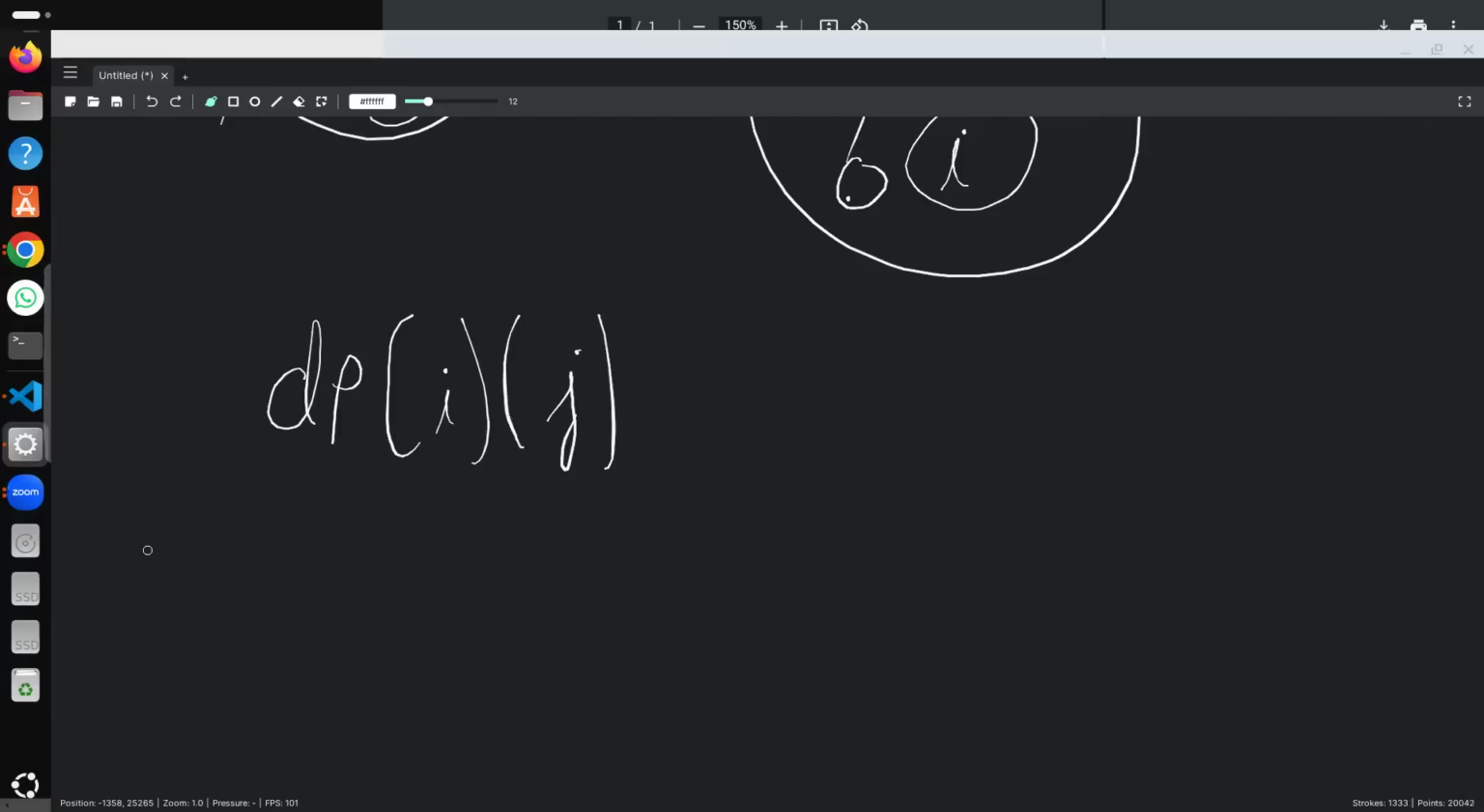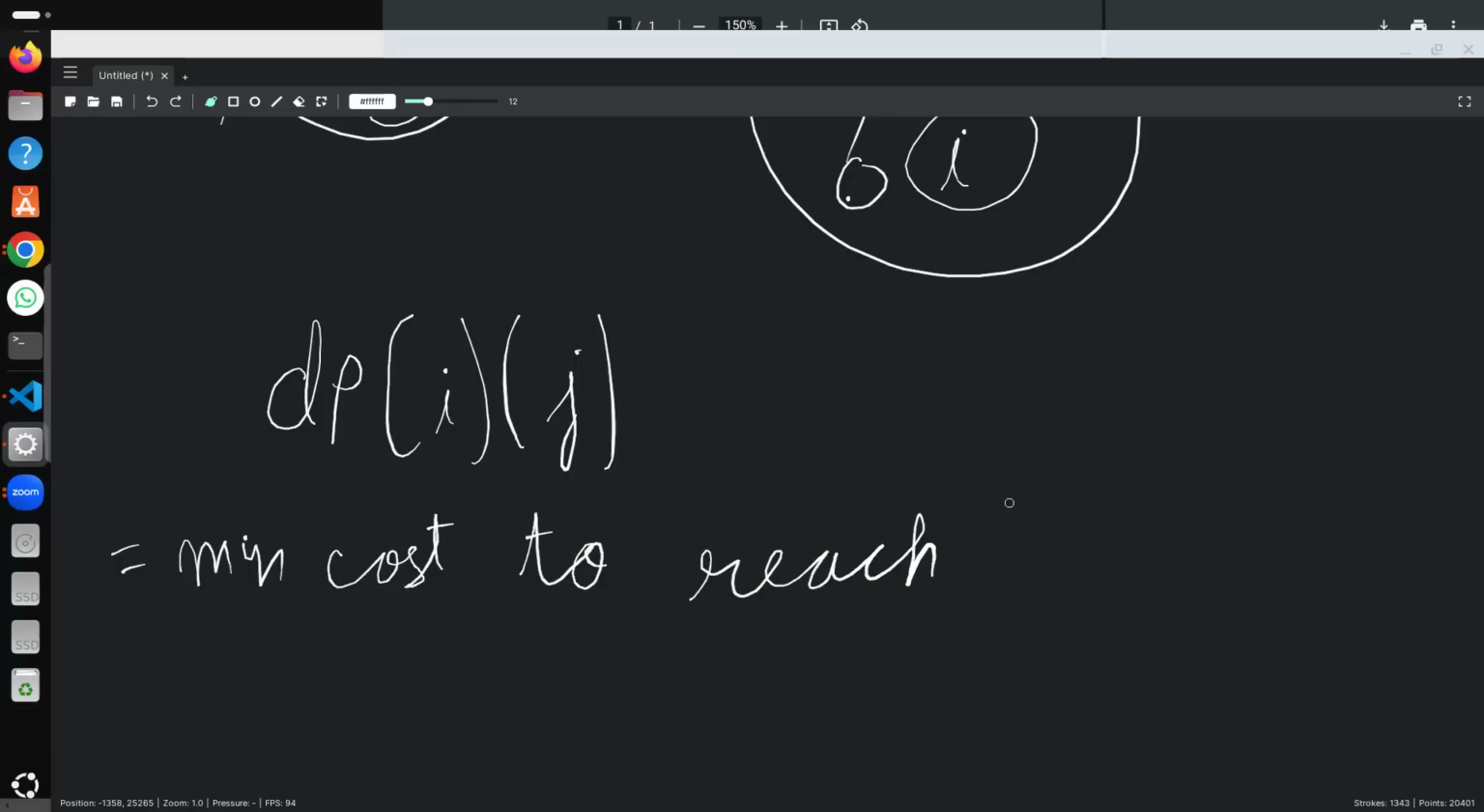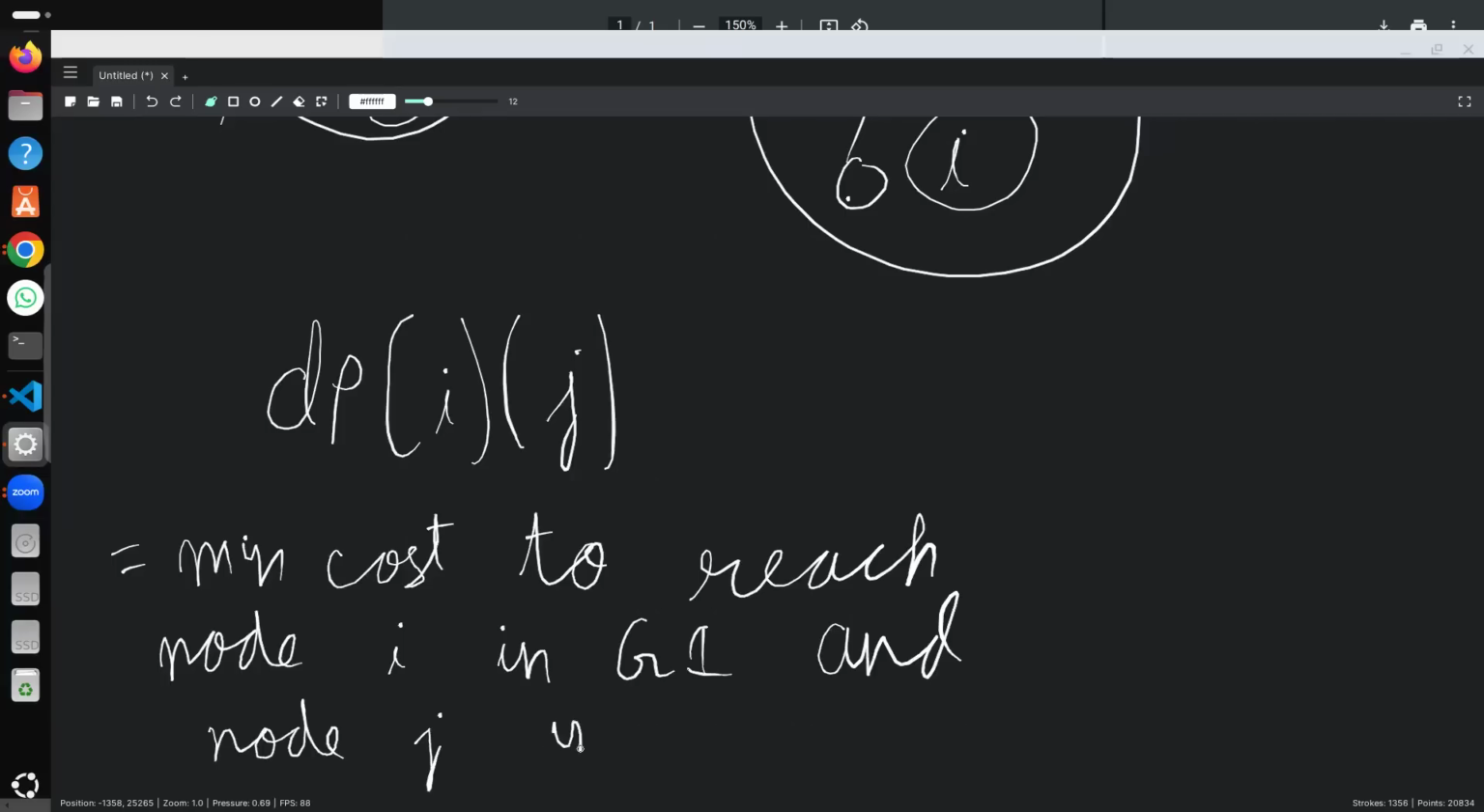So DP[i][j] is the minimum cost to reach node i in graph 1, and similarly node j in graph 2. Okay. So this is my DP. I am just storing the minimum cost to reach both of these vertices.